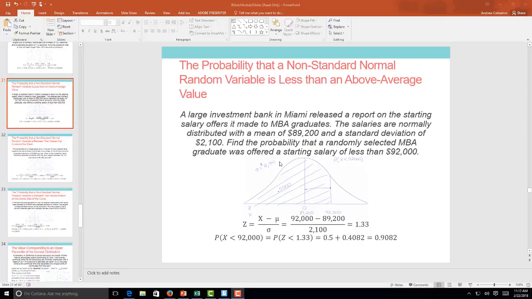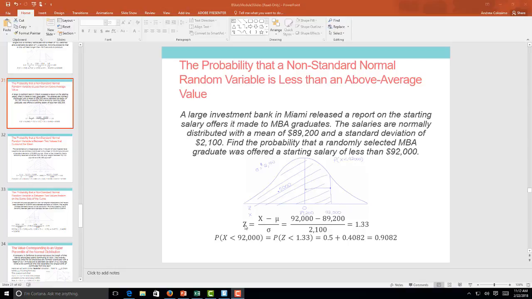So here, this is the curve that we want to look at. We have our mean of $89,200. We have the question, which is asking what is the probability that someone would be offered less than $92,000. And we have a standard deviation of $2,100. So once again, what we want to find first is the z-score of that data point, that $92,000.